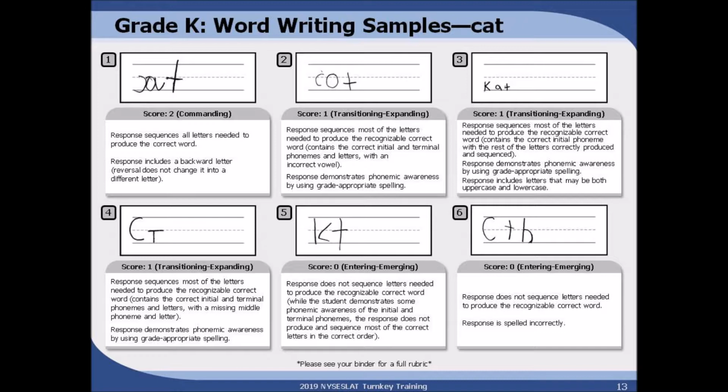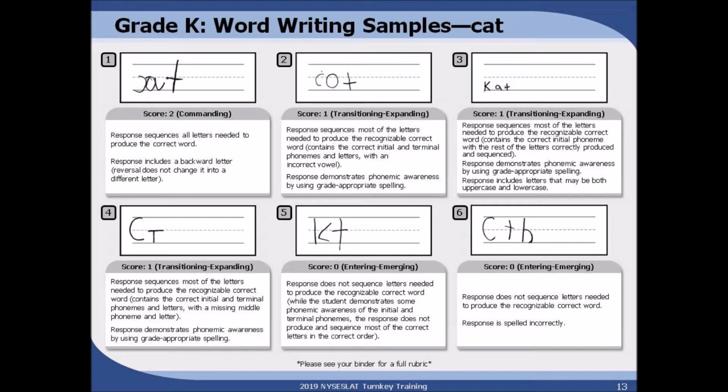Sample 4 is scored a 1. The response sequences most of the letters needed to produce the recognizable correct word. The response contains the correct initial and terminal phonemes and letters with the missing middle phoneme and letter. The response demonstrates phonemic awareness by using grade-appropriate spelling.